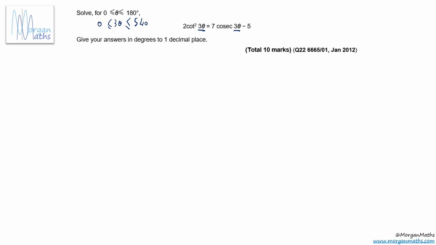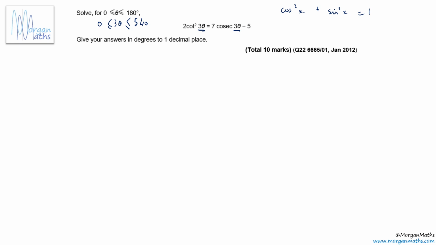You have a cot squared 3 theta and you have a cosec 3 theta. You need to know that there is a trig identity that links the two. If you know it by heart, then great, but make sure it's accurate. If you're not 100% sure, what I tend to do is I rewrite them, I find them again from cos squared x plus sine squared x equals 1.